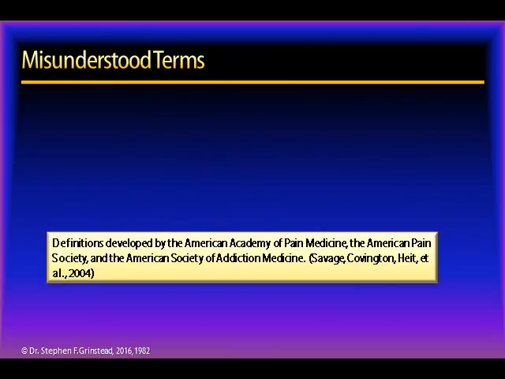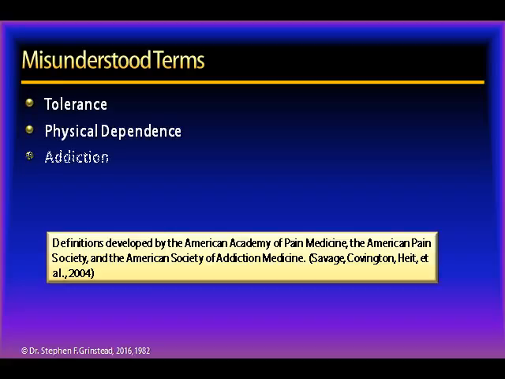I want to talk about some misunderstood terms. There's a lot of confusion about these. Tolerance, physical dependence, addiction, and pseudo-addiction. Now, these started out a long time ago in 2004, and it was at a conference, and I got the white paper from this, and I took out some of these definitions, and then a later definition by the American Society of Addiction Medicine on addiction.